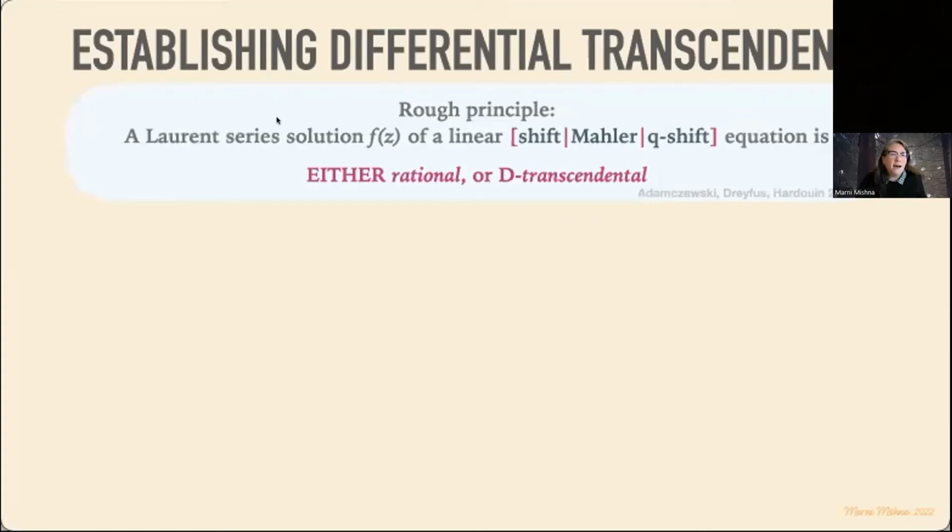Imagine I have a solution of a linear shift, Mahler, or q-shift equation. I'll give you some examples in a second. Well, then you're either going to be really, really simple: you're either going to be a rational function or differentially transcendental. So what is this principle? This is my main takeaway for today: if you want to satisfy a differential equation, you really can't satisfy other kinds of equations unless you're very trivial. Okay, so let's look at some examples.